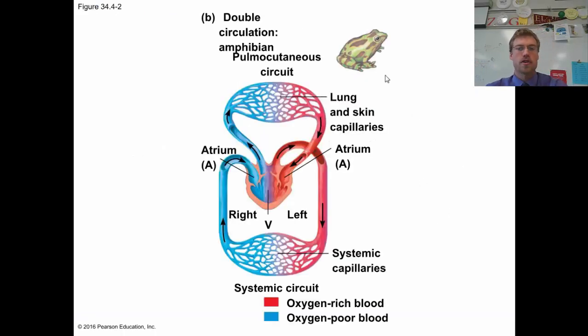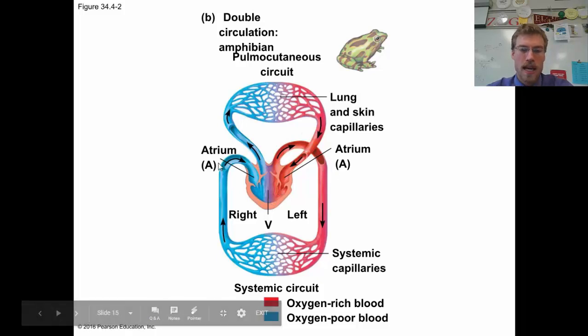So here's a double circulatory system example for amphibians. Amphibians actually only have a single ventricle, so there's actually some mixing of the oxygenated and deoxygenated blood. But it's a similar plan. The heart pumps blood to the lungs. The lungs then come back into the heart. The blood is then pumped to the body, and then it returns back to the heart.